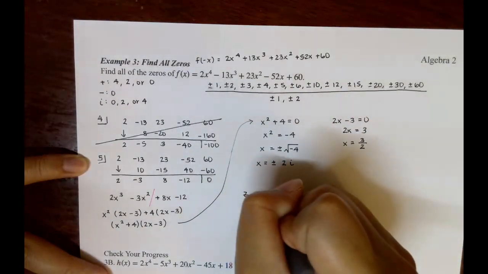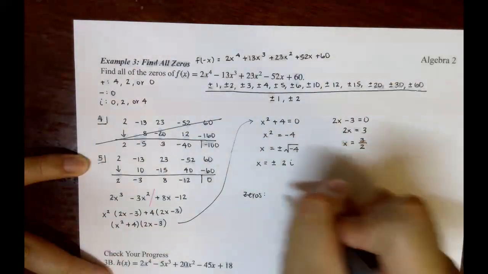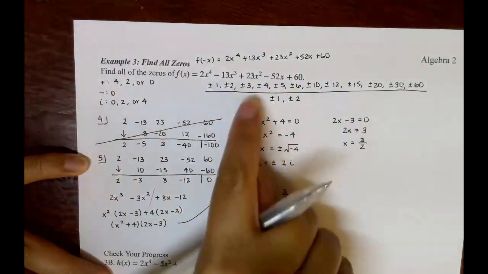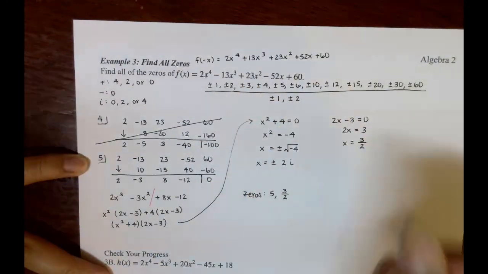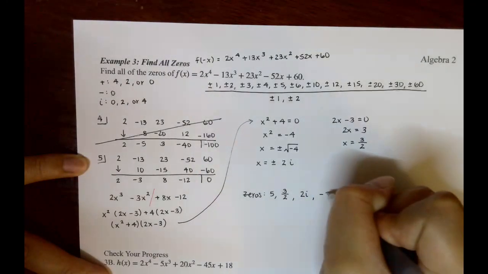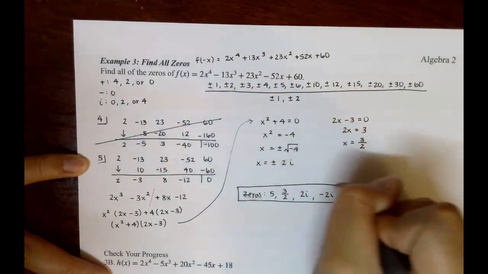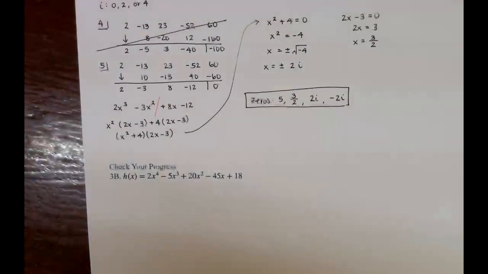And so the zeros are 5, which worked when I did synthetic substitution, 3 halves, and you'll see that that's one of my possible rational zeros, right? And then we have 2i and its complex conjugate, negative 2i. So these are all of the zeros. Why don't you try CYP3B, and then once you're done, come check your answer.